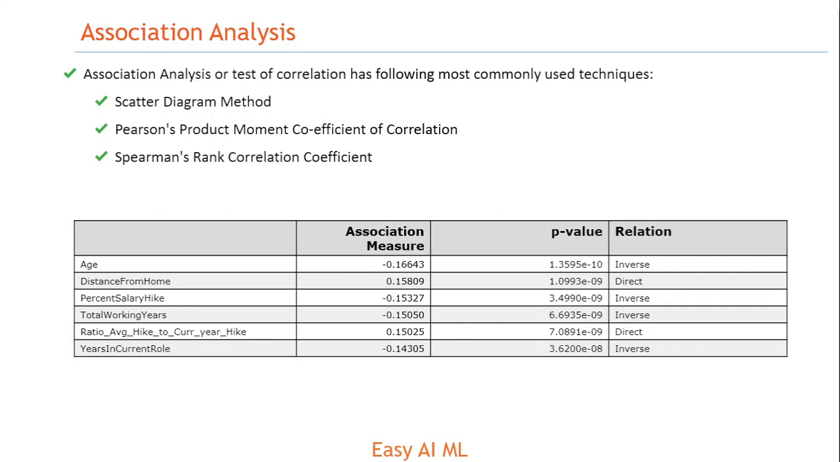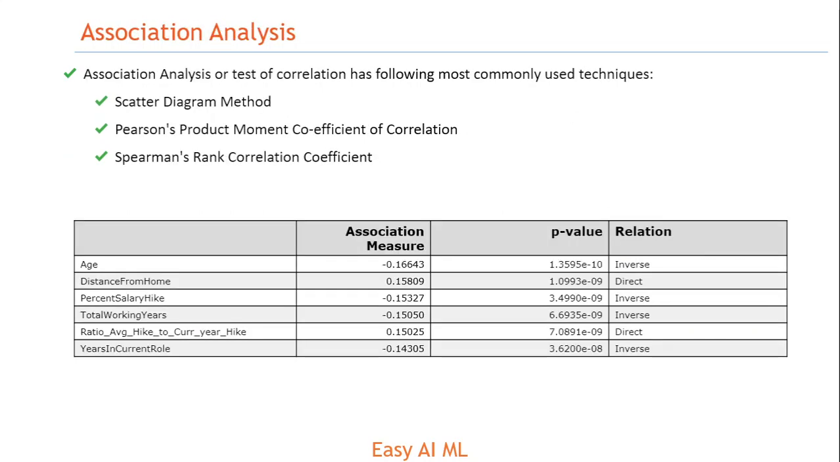Relation is nothing but, for example, age has an inverse correlation. So that says the higher the age, the lower the chances of the employee leaving an organization. Similarly, percentage salary hike: the higher the salary hike, the lower the likelihood that the employee would leave. Total number of working years is also an inverse correlation. Years in current role, inverse correlation. However, distance from home: the higher the distance from home, the higher the chances. So that has a direct correlation.